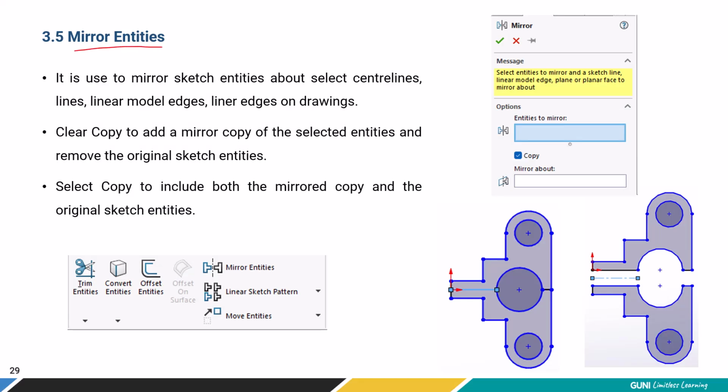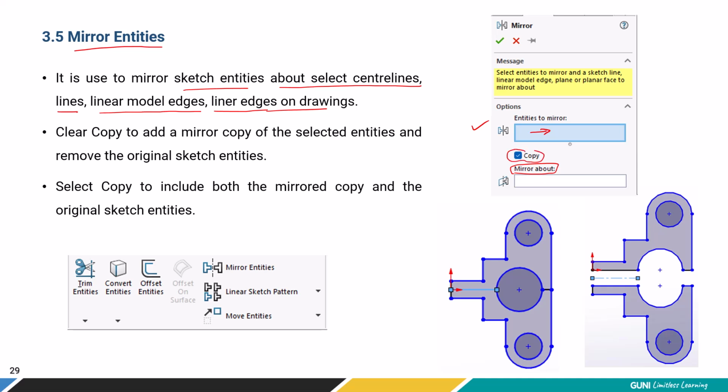The Mirror Entities tool is basically used to mirror sketch entities about selected center lines or linear model edges, linear edges on a drawing. There are only two things here. Entities to mirror means which line segment or arc or part of a sketch you want to mirror. You have to select in this box. After that, you have to select the reference line. Probably mostly it is a center line or a linear edge.